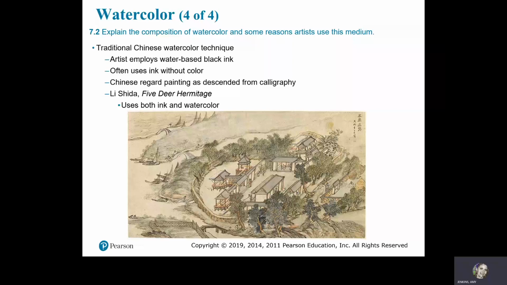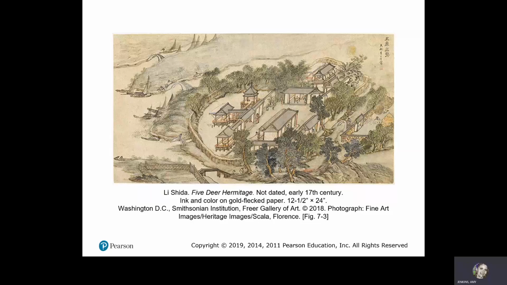Traditional Chinese watercolor technique: the artist employs a water-based black ink, and often uses ink without color. Chinese regard painting as descended from calligraphy. Lashida's Five Deer Hermitage uses both ink and watercolor. This is Lashida's Five Deer Hermitage.